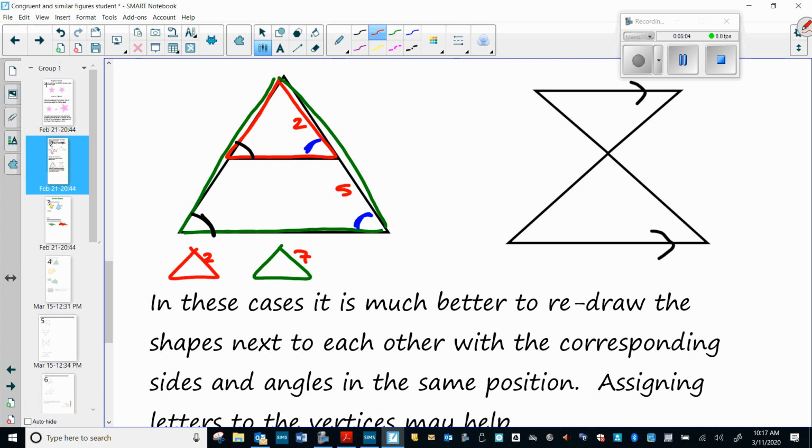Again, this shape here, you may think, well, that they're not similar triangles, but they are, because these angles here, how do we describe those?